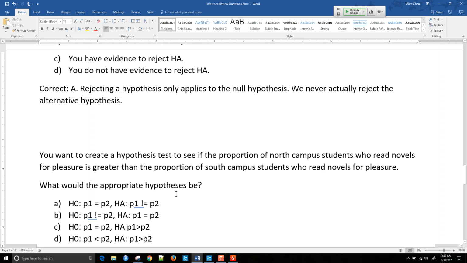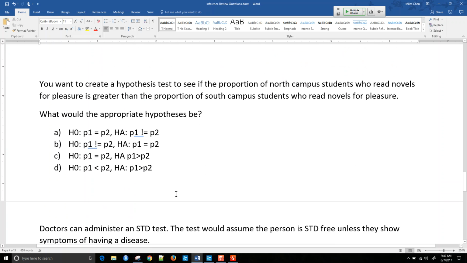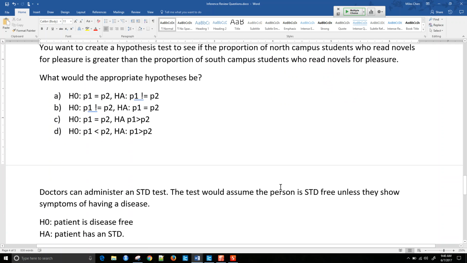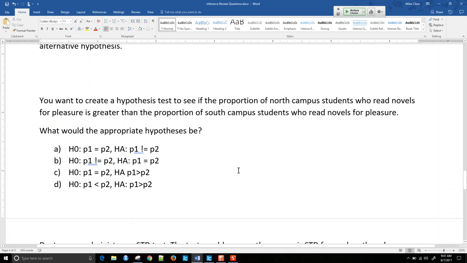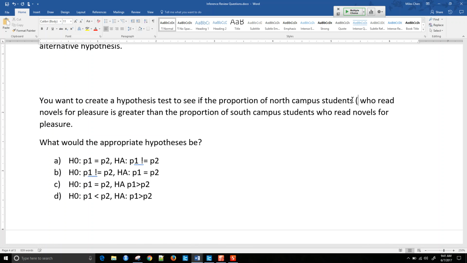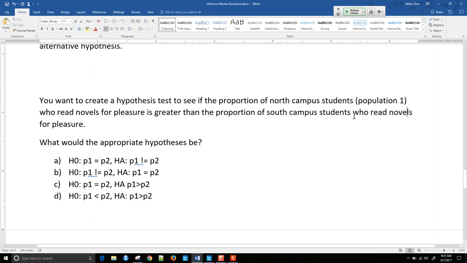Okay, we'll do just a couple more of these things. It says we want to create a hypothesis test to see if the proportion of North Campus students who read novels for pleasure is greater than the proportion of South Campus students who read novels for pleasure. So we'll say North Campus students will be population 1, and South Campus students will be population 2.